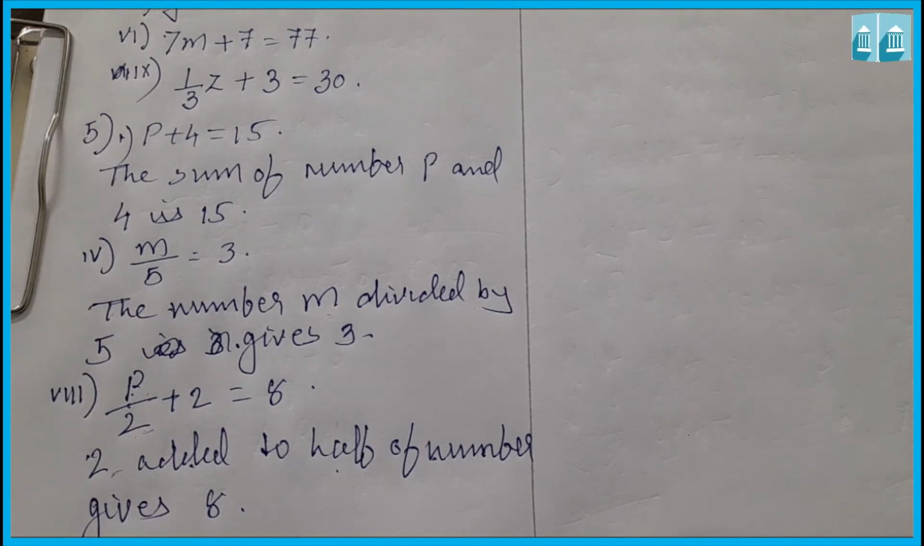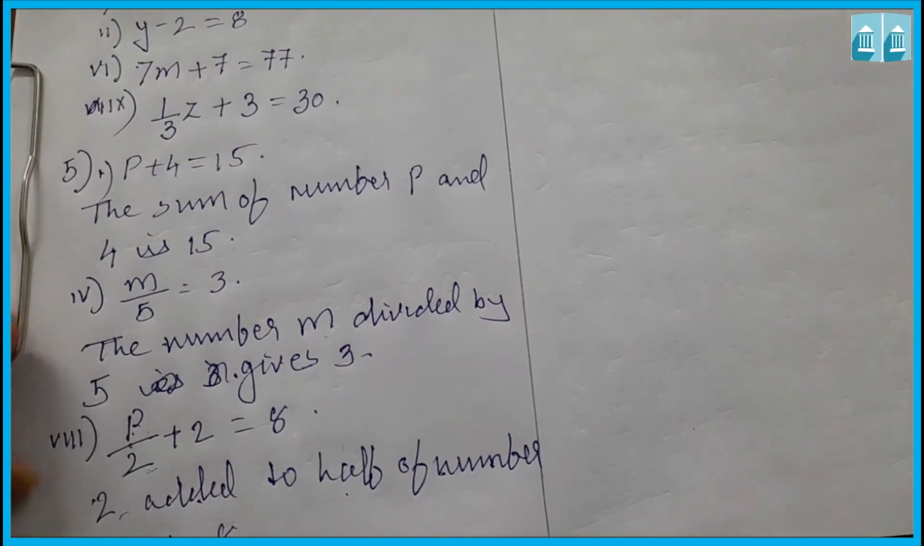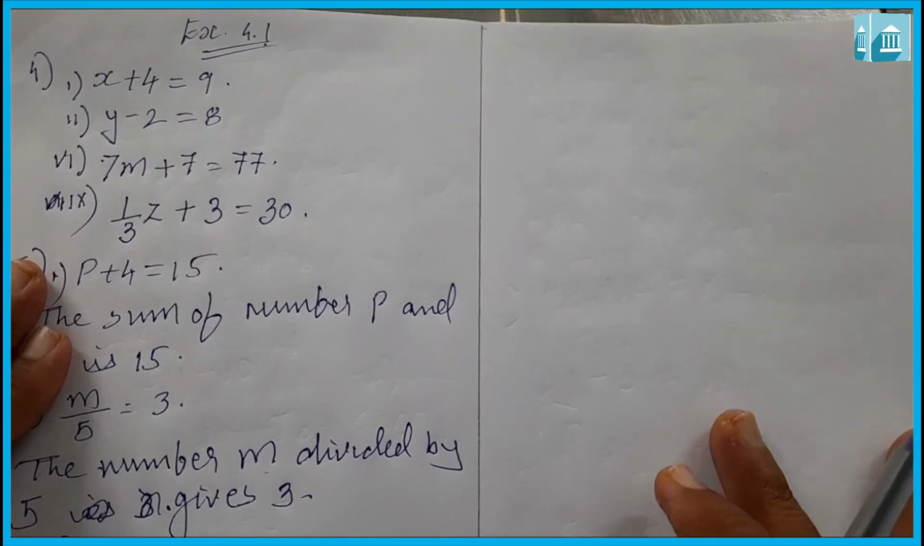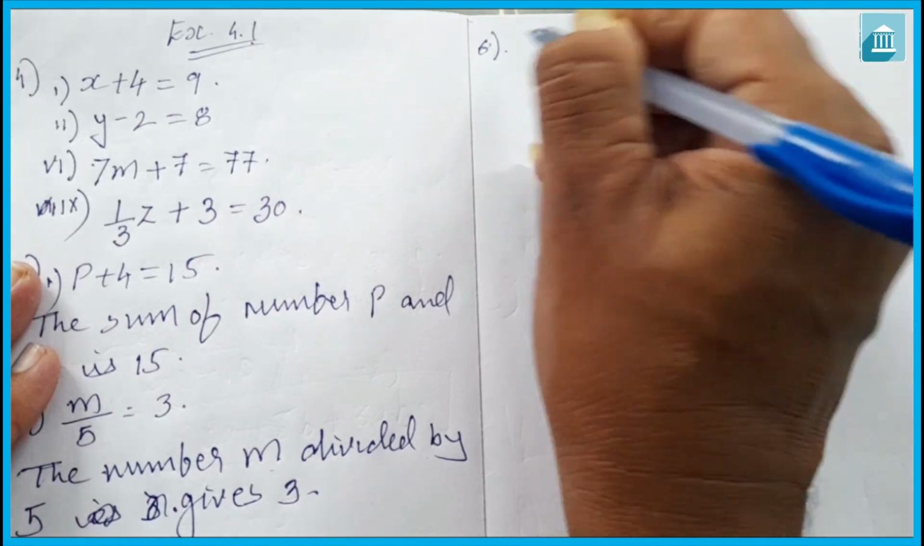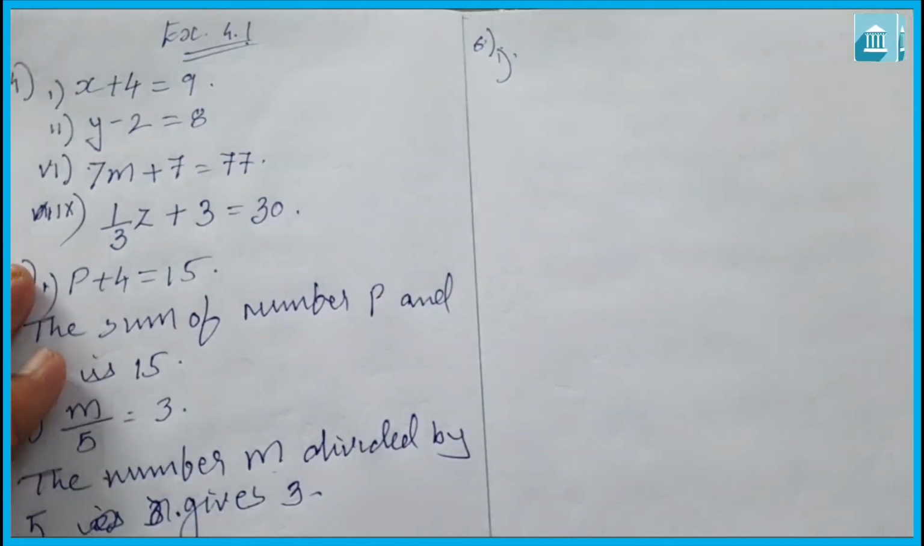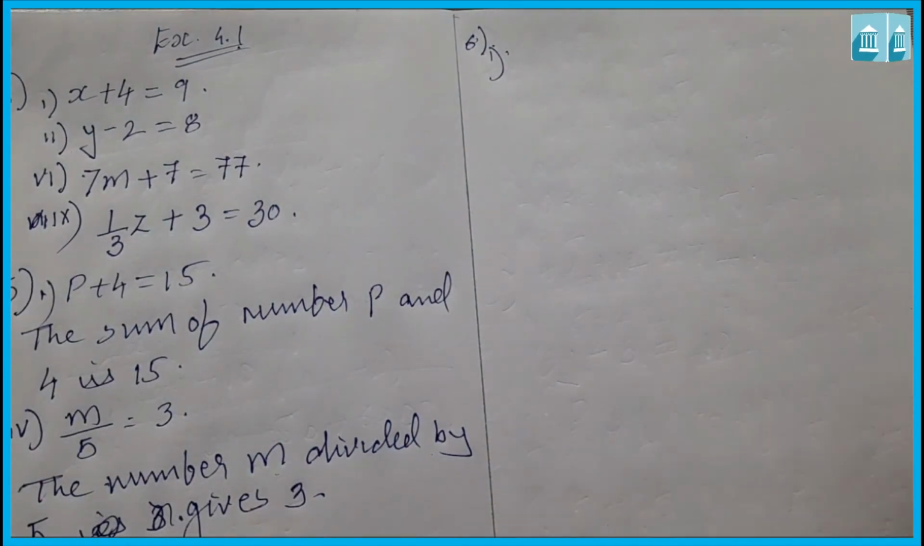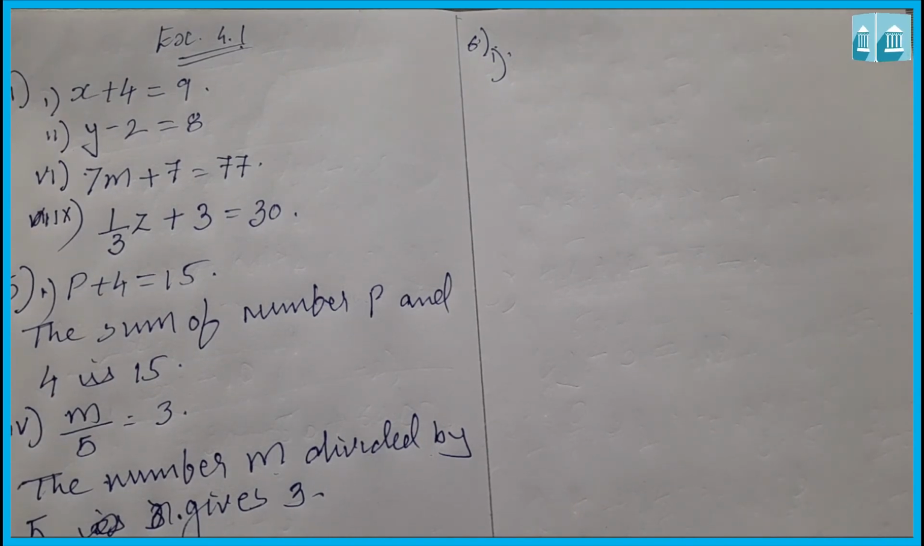Now let us see question number 6. Here question number 6 is to set up an equation in the following cases. Again here we just need to set up equations only. First one: Irfan says that he has 7 marbles more than 5 times the marbles Parmeet has.